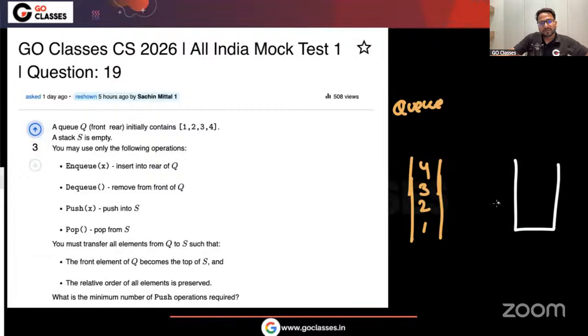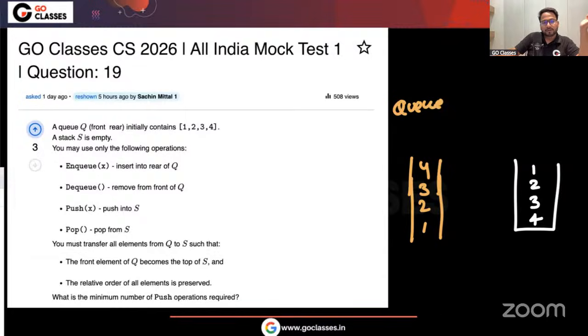I want to transfer all the elements from Q to S such that the front element of Q becomes the top. I want 1 2 3 4, with the front element on the top. Basically, I first want to insert 4, then 3, then 2, and then 1. So how many minimum push operations will be needed? Yes, the answer is 4, right?